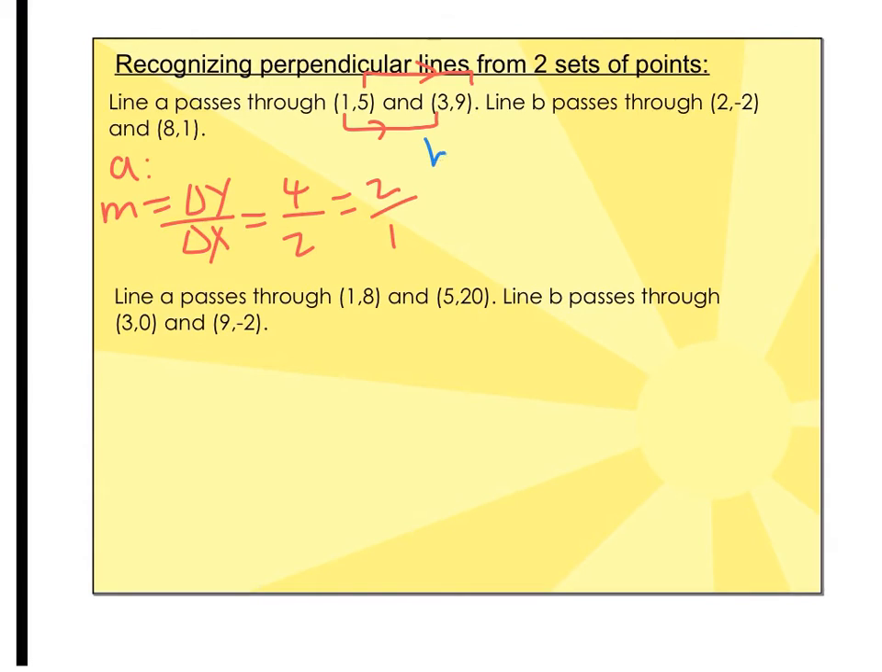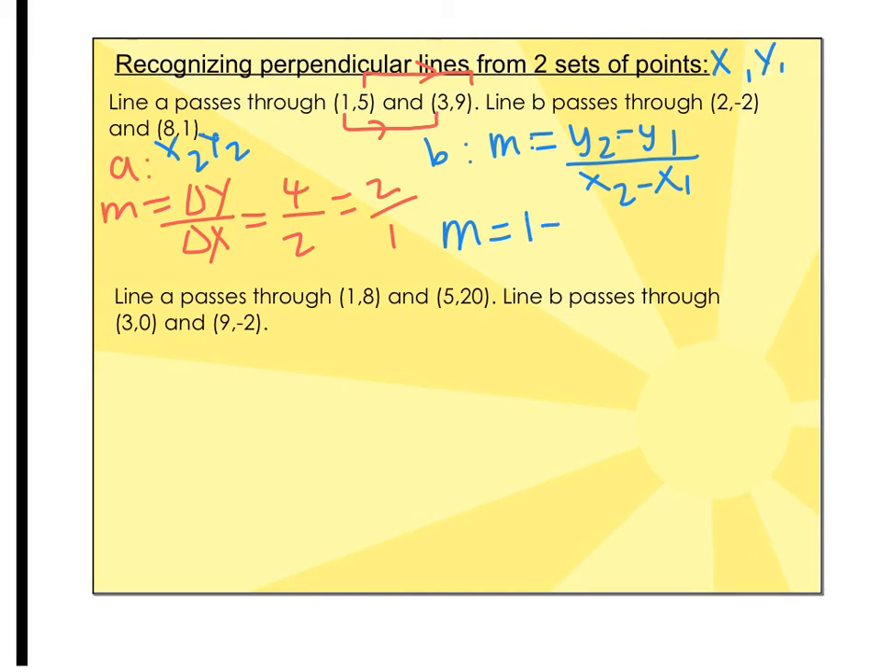Let's look at B. I'm going to use the formula here. So let's try y2 minus y1 over x2 minus x1. And you could use the same strategy for each line if you wanted to. I'm just showing you some options. So my slope here would be 1 minus negative 2 over 8 minus 2. So this would turn into adding. So I would get 3 over 6, which is the same as 1/2.